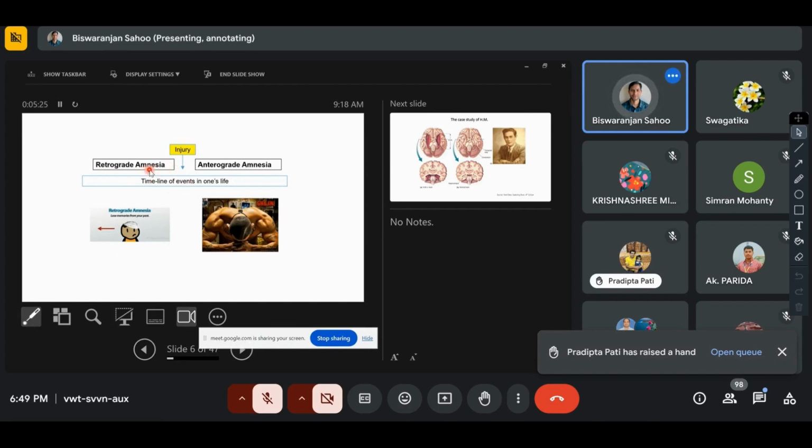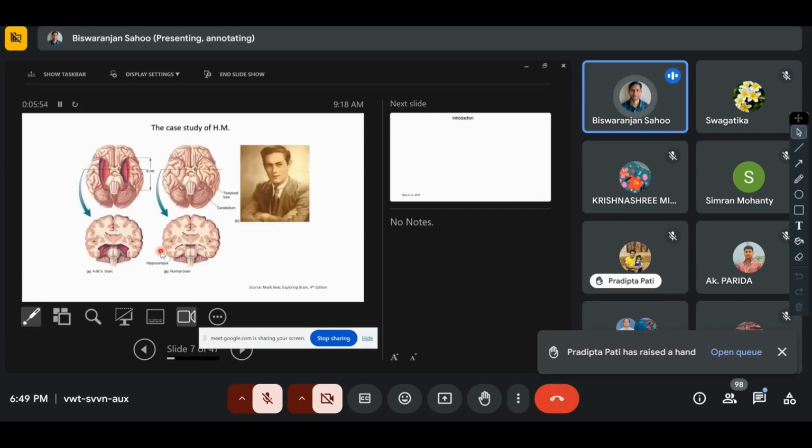Okay, either your previous memory is lost, which is called retrograde amnesia, or you cannot form new memories, called anterograde amnesia. So after the injury, there is no formation. The classic example is in the movie you have seen, Ghajini. There he couldn't form new short-term memories after his brain was damaged. So he is a case of anterograde amnesia. Now I will share a few minutes on one of the most famous patients in neuroscience, called HM.